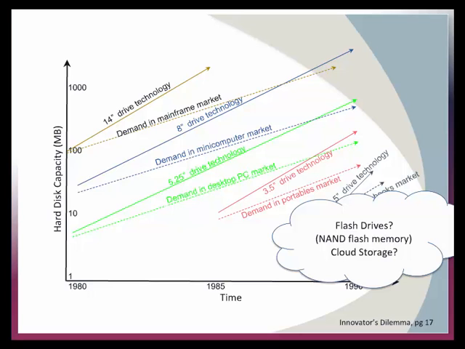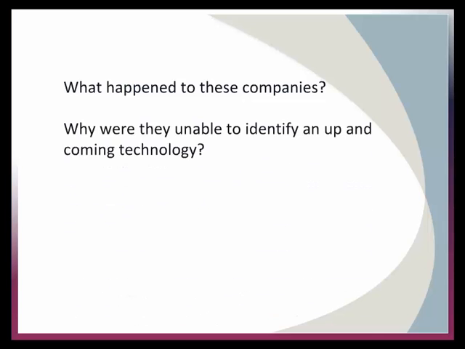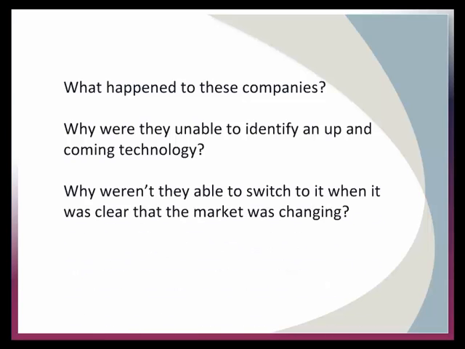So this is an extraordinarily difficult thing to get our brains around, is how to sort of kill the cash cow in order to address the future. That's why it's a dilemma. So think about this. Why did this happen? Or what happened to these companies, and why did it happen? Why were they unable to identify an up-and-coming technology? This is what we do. We're always reading things and trying to figure out who's doing what. It just keeps happening over and over again. And why weren't they able to switch to it when it was clear that the market was changing?